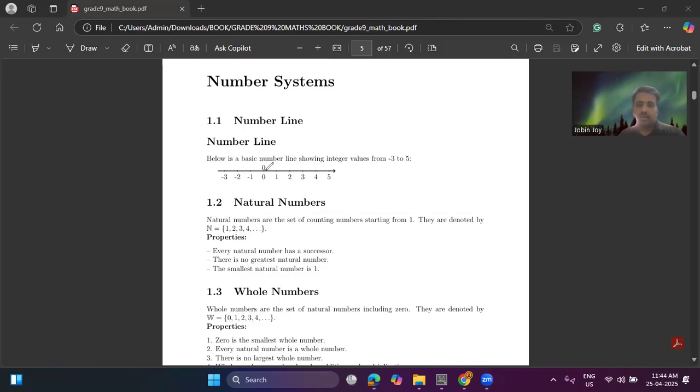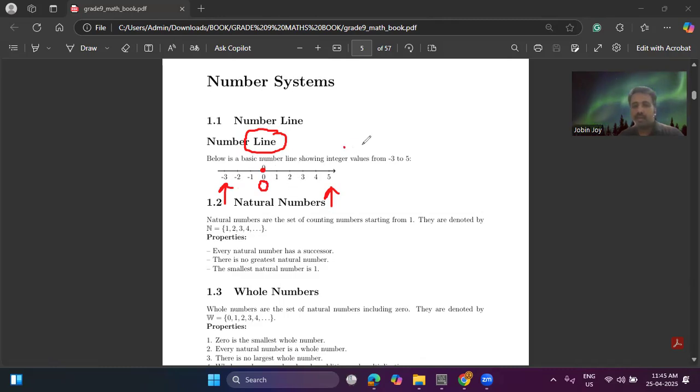So number line is basically, as the name indicates, a line. This is a line showing the integer values from -3 to 5. Okay, this is an example. Number line is like a straight line. There is a 0 point. You can see this is the 0 point.